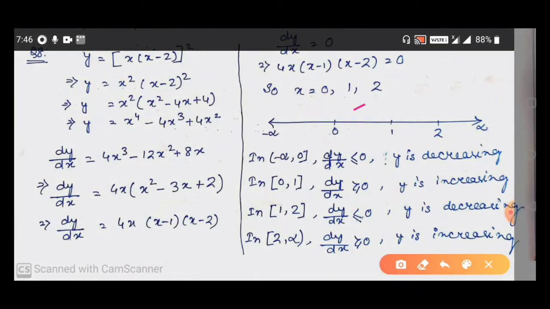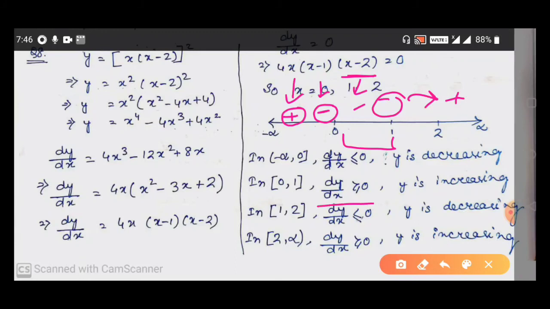Now for the interval 0 to 1, the value of x will be positive because the values of x will be greater than 0. Since it is 0 to 1, x minus 1 will be negative because the values of x are less than 1. Since the values of x are less than 1 in this quadrant, the values of x will be less than 2 also. So this part will also become negative. So positive into negative is negative, negative into negative is positive. So here dy by dx is greater than or equal to 0, so y is increasing.